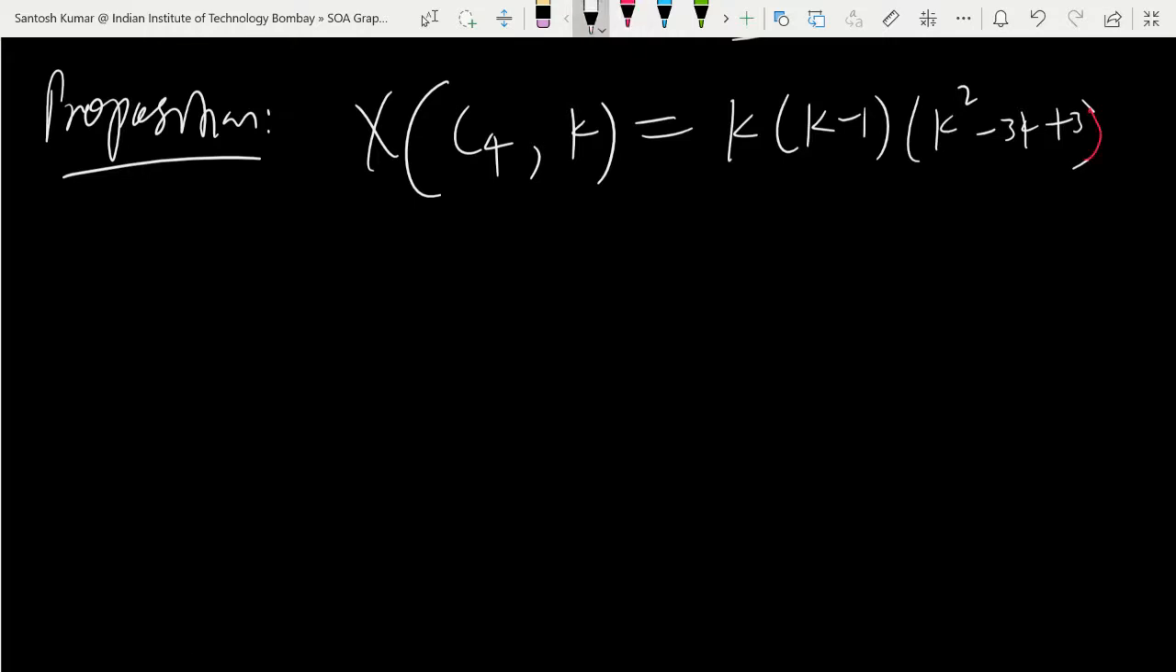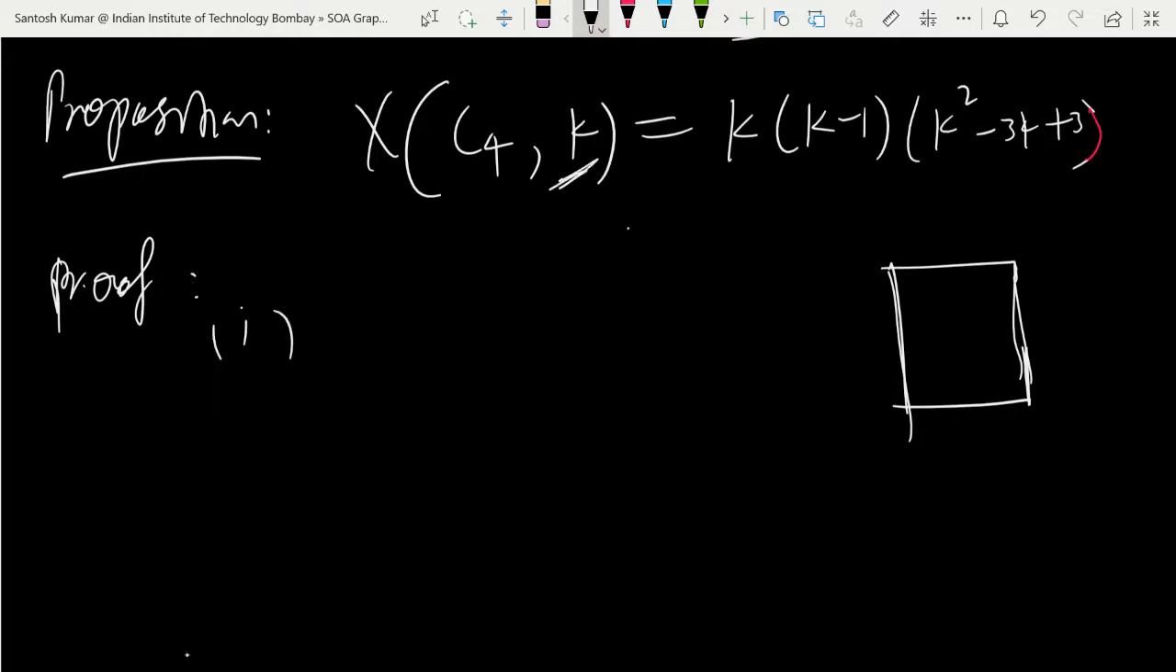Now I will prove how I can do that. In C4, let me look at the first case, where we use one color. There are K different colors. So if I use one color only, can we do that? How many different proper colorings can I do?